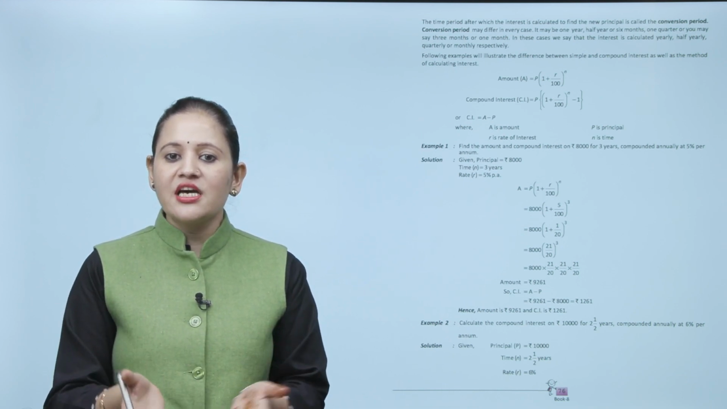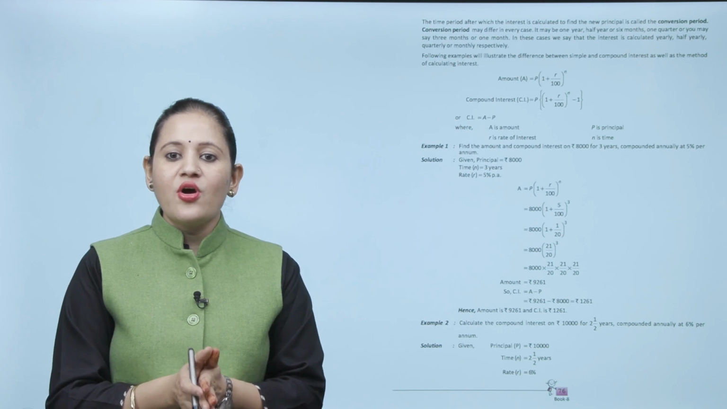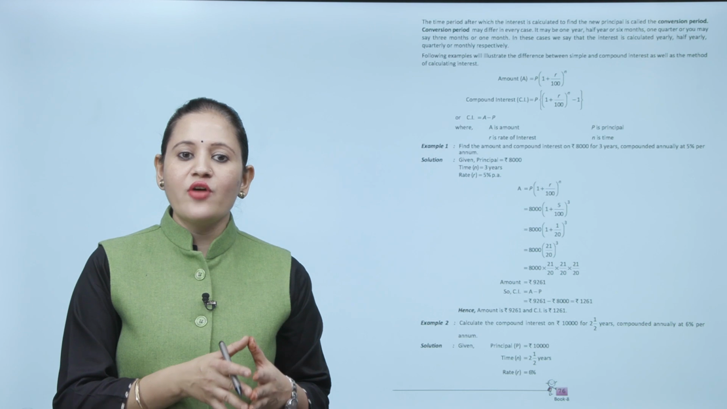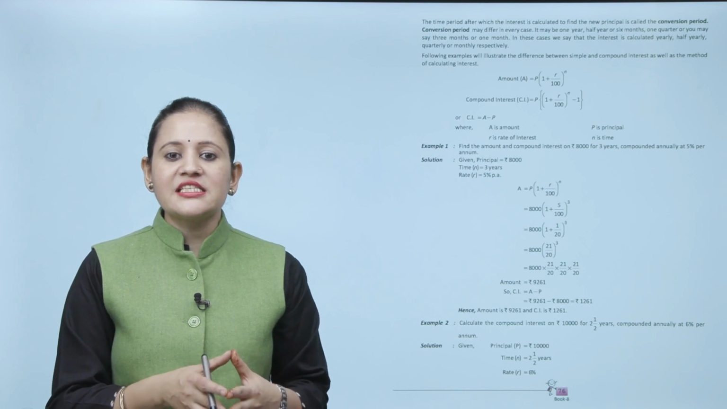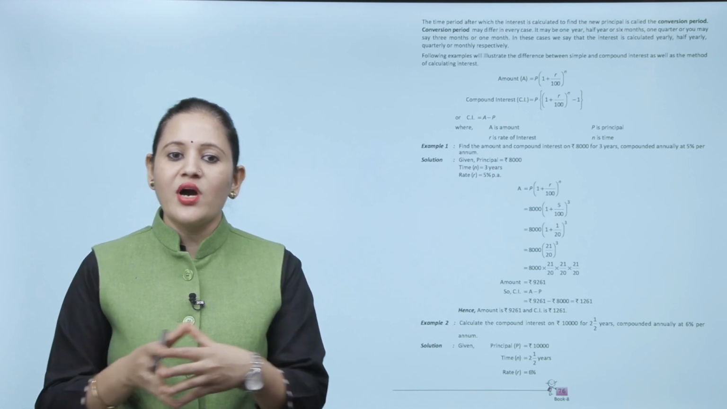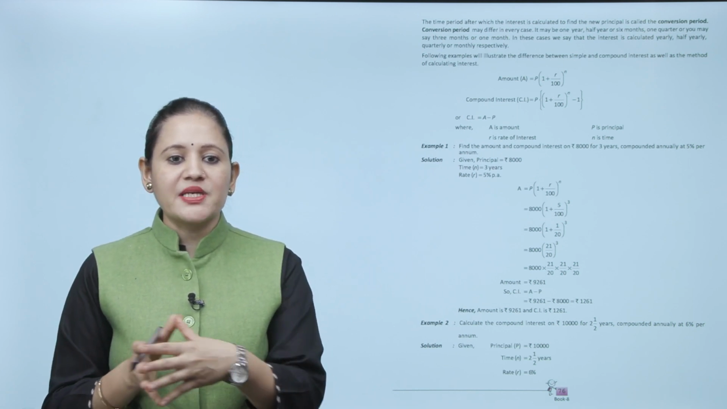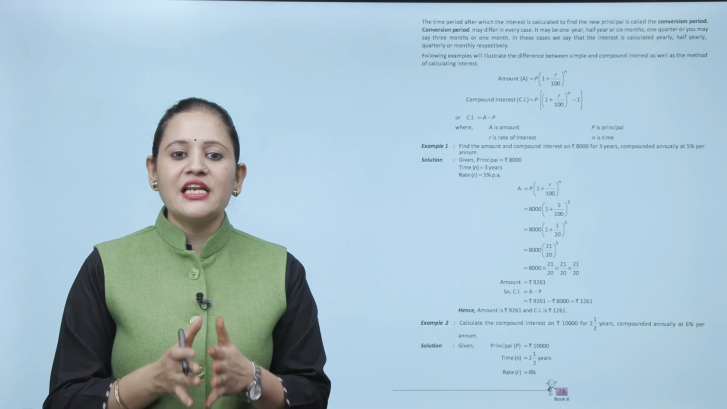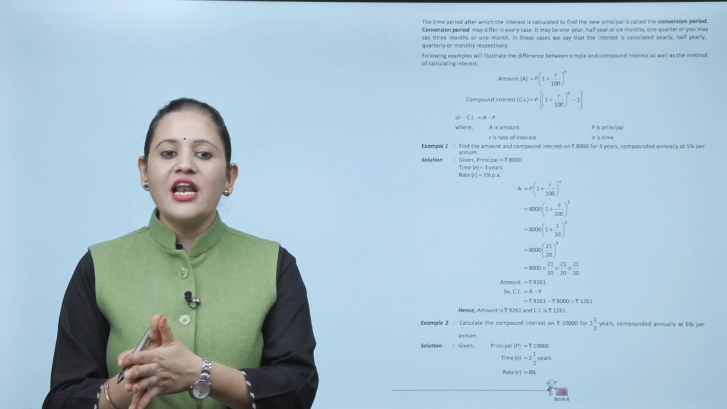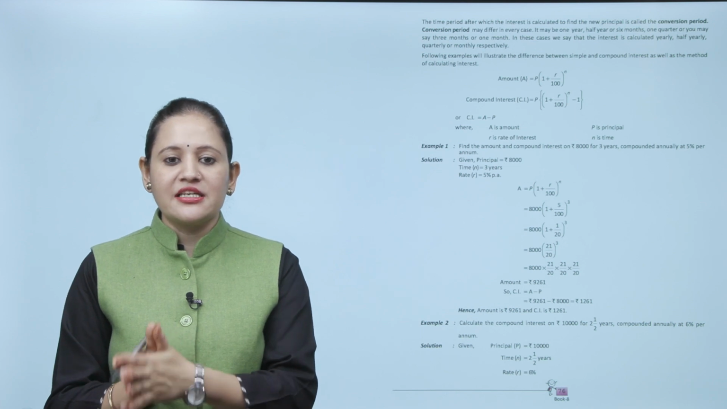It may be 1 year, half year or 6 months, quarterly or you may say 3 months, or 1 month. In these cases, we say that the interest is calculated yearly, half yearly, quarterly, or monthly respectively. The following example will illustrate the difference between the simple and compound interest as well as the method of calculating interest.